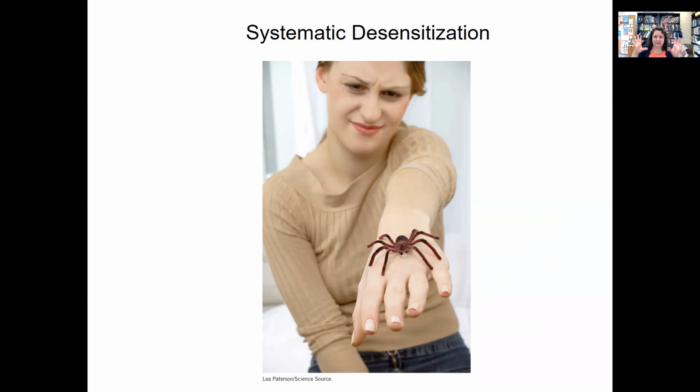So you might start with the spider in the cage on the other side of the room, and the person's at the door looking in, and that's all they can do that day. You teach them relaxation techniques like deep breathing and muscle relaxation, and you have them work up to actually being able to interact with their feared stimulus. And again, that's showing some changes in the brain as well. Very cool.